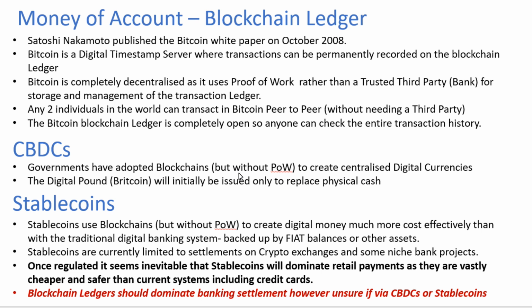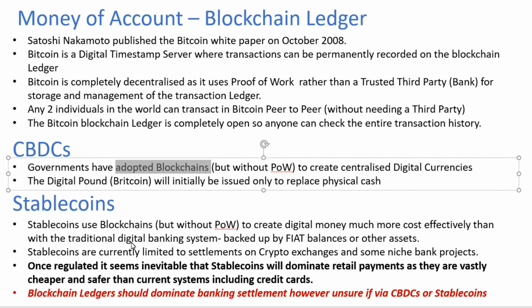Now, these use the same blockchain ledger technology as Bitcoin, but they differ in that instead of having proof of work, they're centralized. So they use the wonderful blockchain ledger technology, but rather than existing from this proof of work mechanism, they're just run by the government instead. The UK government, though, are clear that currently Britcoin will only replace cash. It won't be replacing any other of the money in the money supply other than just cash.